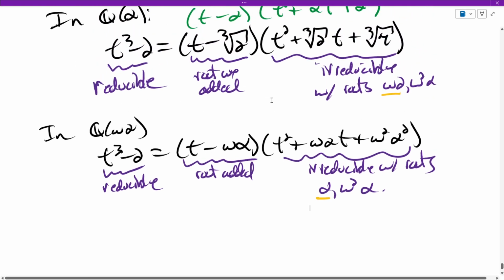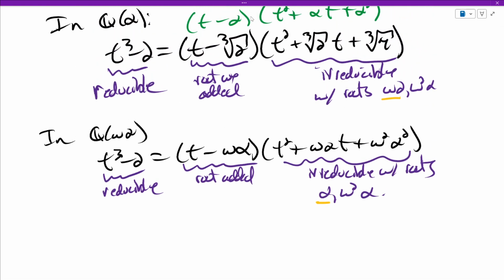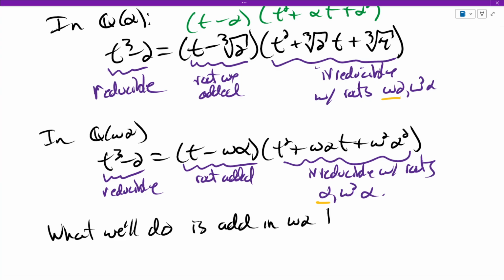Okay, so let's do just that, and let's just notice something. Let me formalize what we're going to say. Because this is complicated, it's always good to be more specific than less specific. What we'll do is add in omega alpha to Q alpha and alpha to Q adjoint omega alpha. Okay.